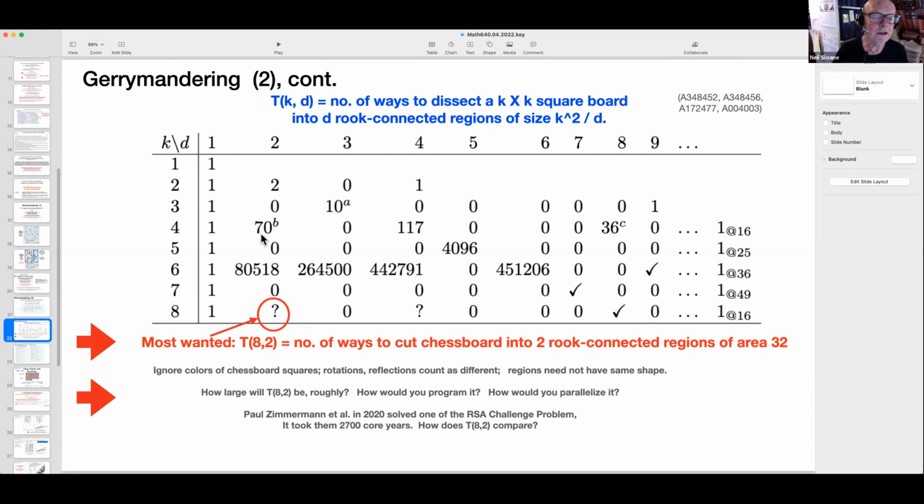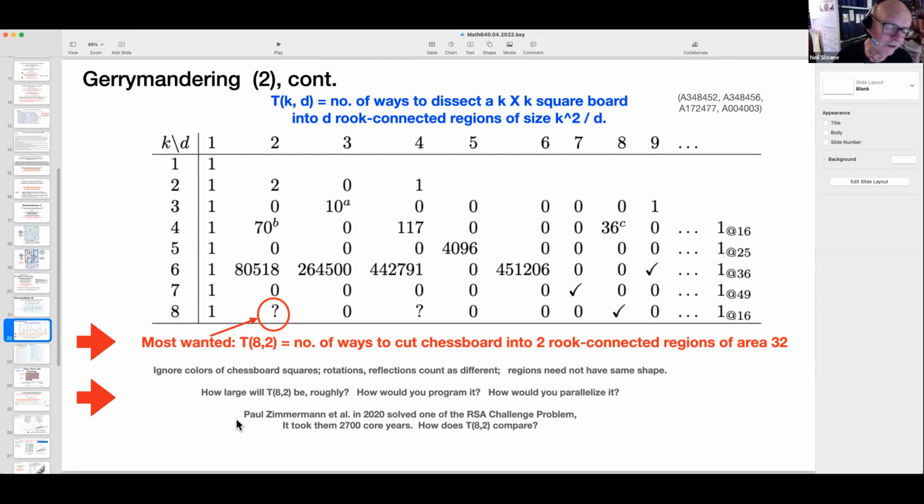This column here is a sequence. It goes 2, 70, 80518. I showed you the 70 for cutting up a 4 by 4 chessboard. A 6 by 6 chessboard, you can cut it up in 80518 ways. But 8 by 8, that's your homework. And all right, even if you can't do it, how would you program it? Can you parallelize it? And about how big is it? How long is it going to take?